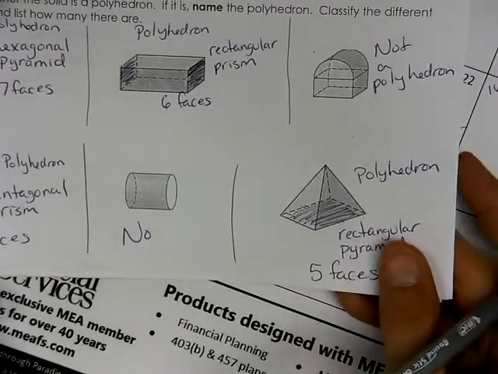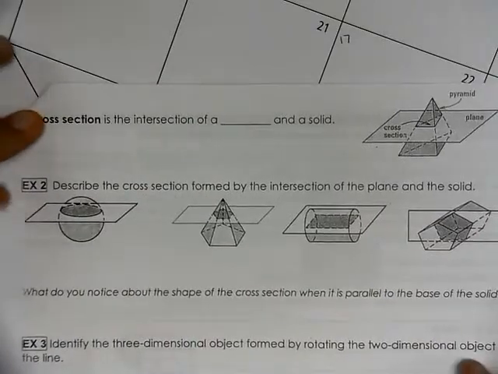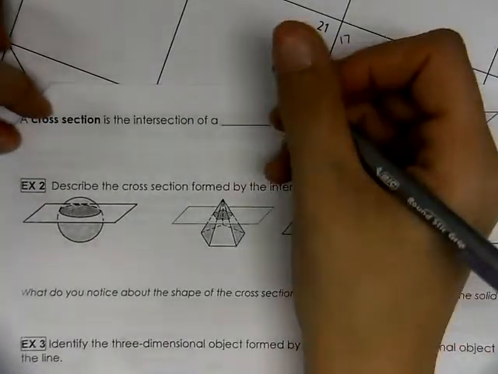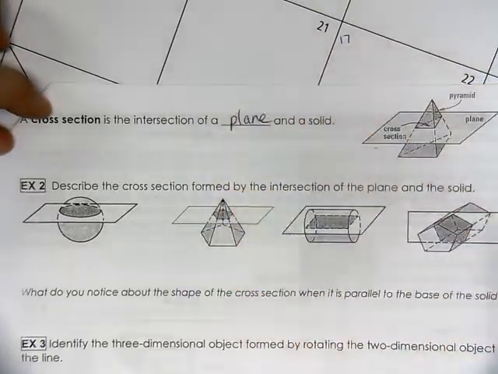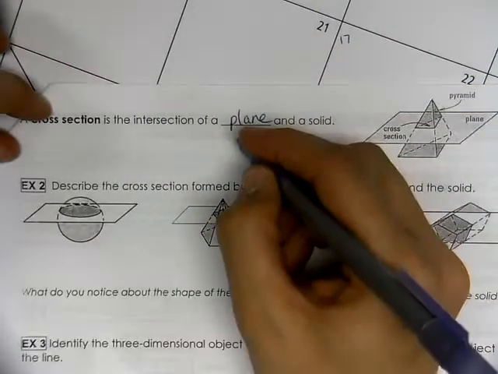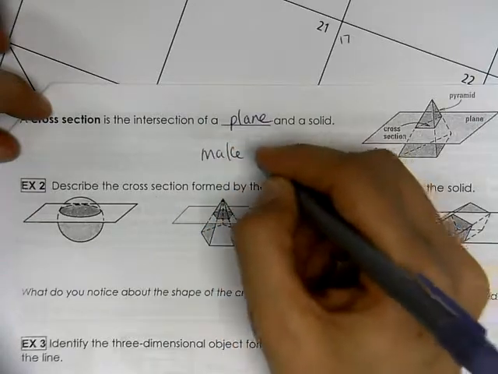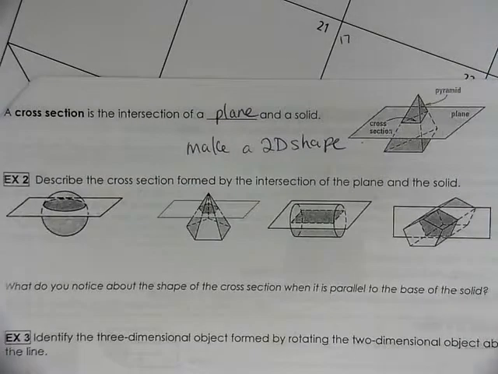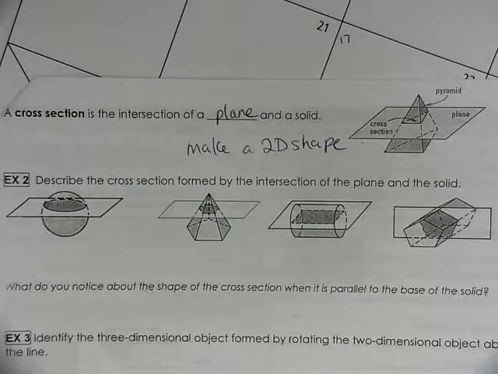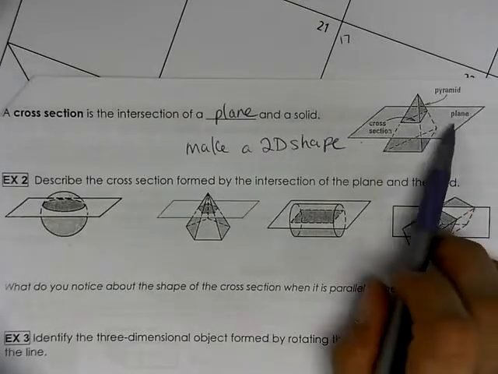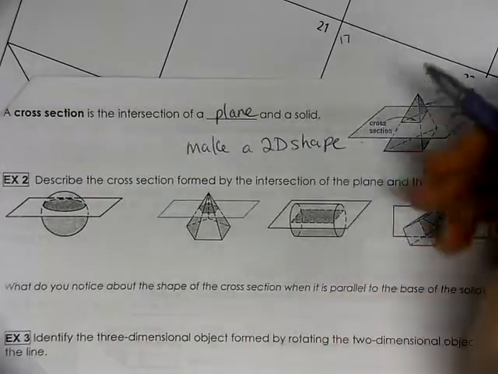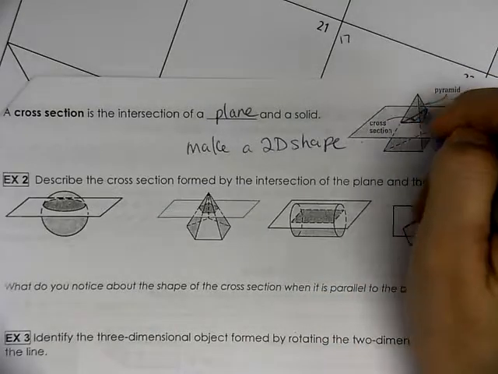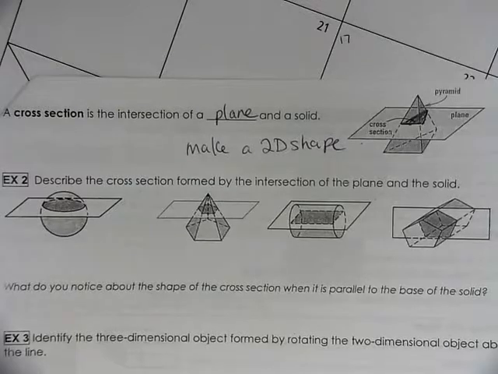So besides that, with 2D and 3D shapes, there's a way that they kind of relate. Is with a cross section. A cross section is the intersection of a plane and a solid. It should make a 2D shape. So like a circle, a triangle, a rectangle, a pentagon, a hexagon. Something we've learned. So this pyramid, if I cut the top off, it makes a triangle. That's what the cross section is.